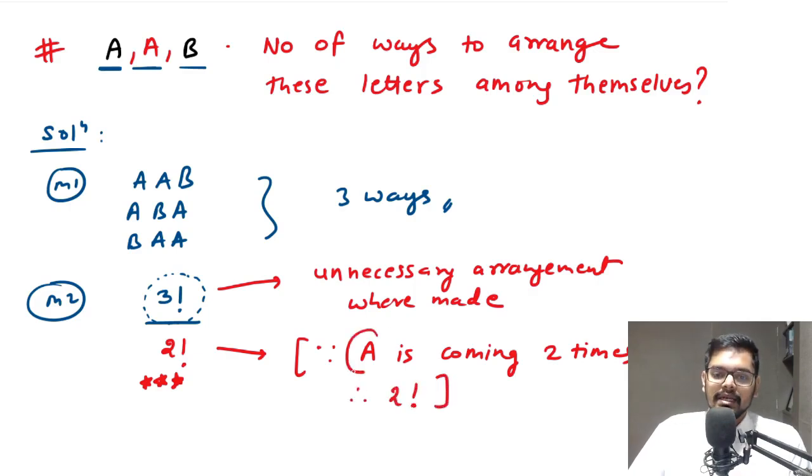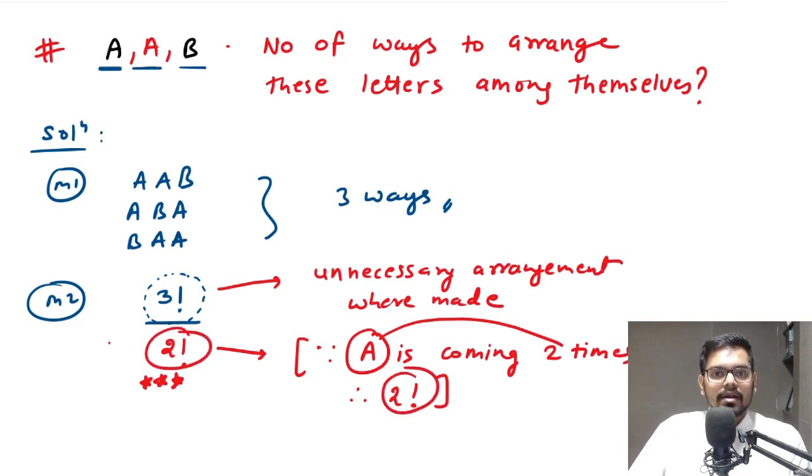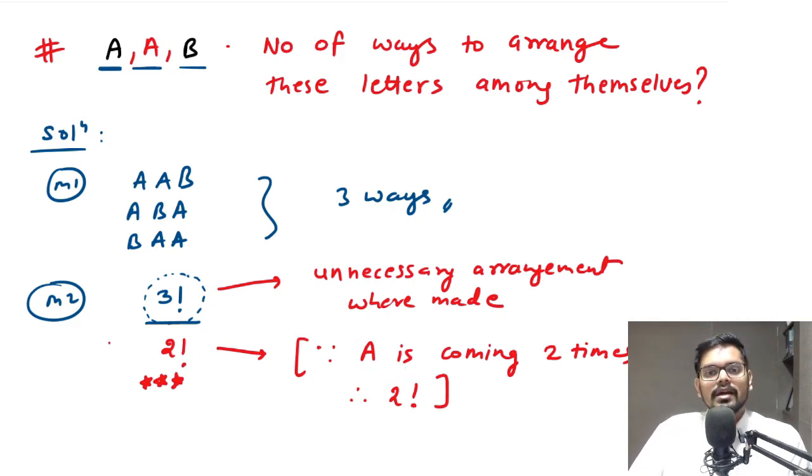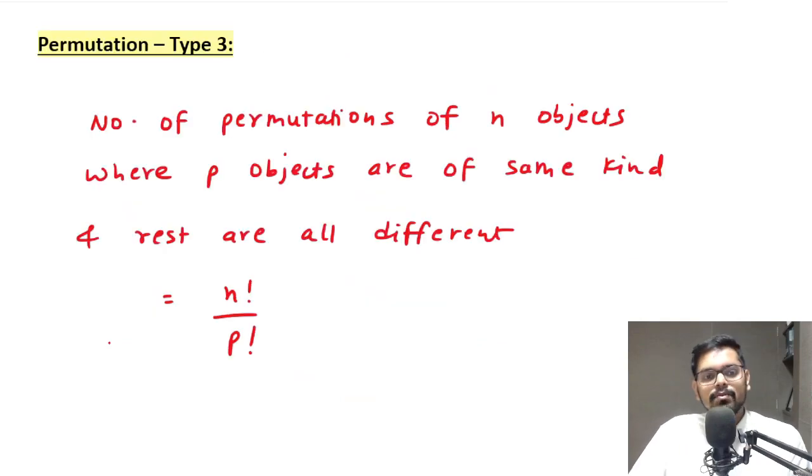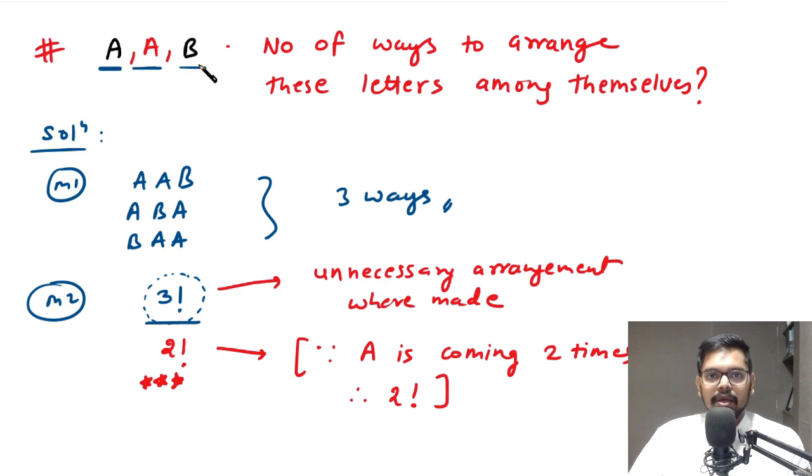Sir, what if this letter A comes n times? Then n factorial we have to divide. Understood? This is your type 3. So what is type 3 in permutation? Number of permutation of n objects where p objects are of same kind and rest all are different. Like you can see here that B was a different kind but A was repeating.